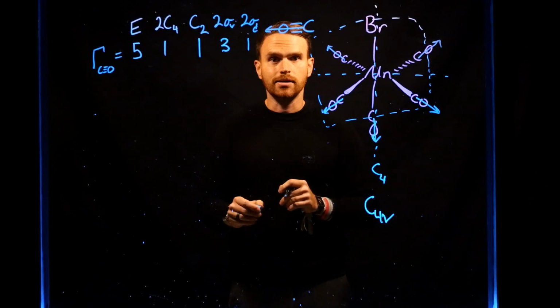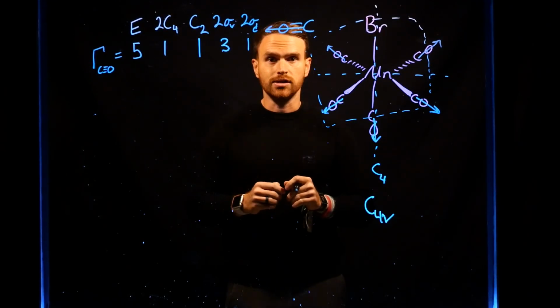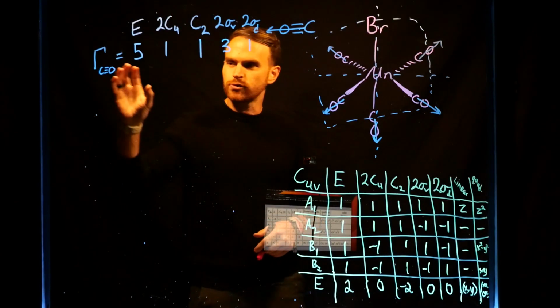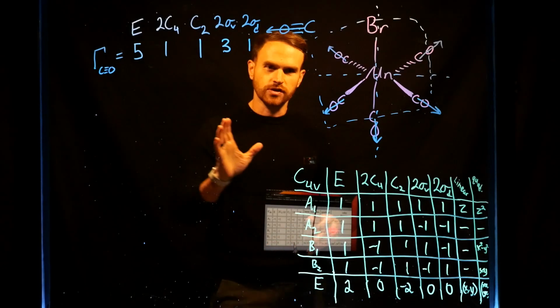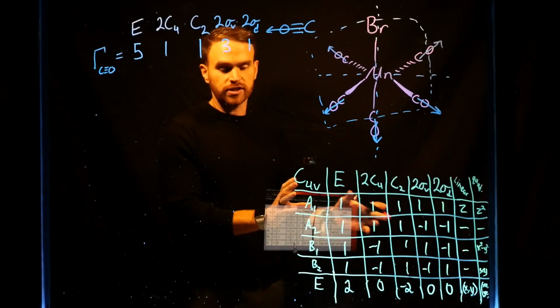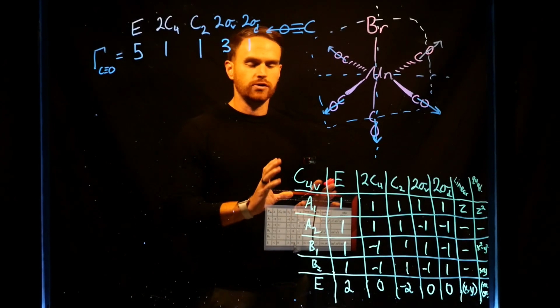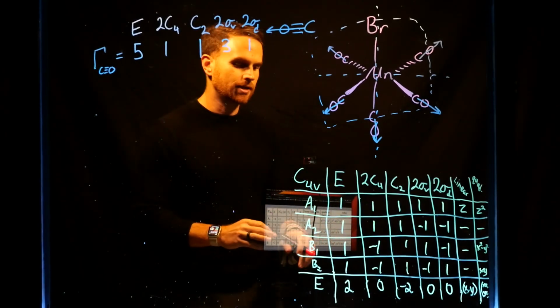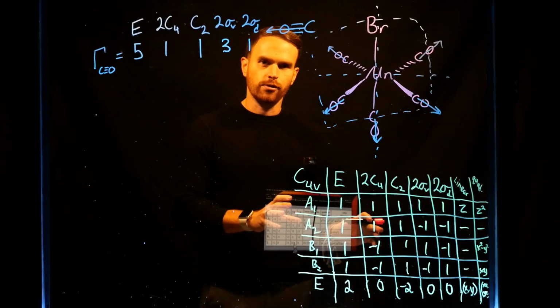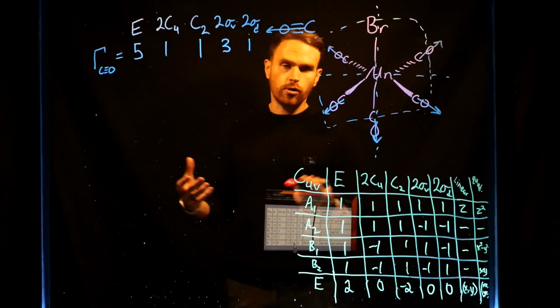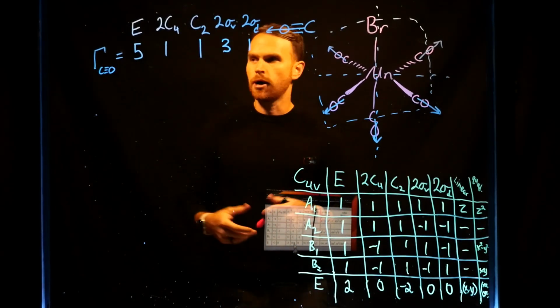And now we can begin to reduce this reducible representation. Now that we've generated our reducible representation for the CO stretches, we need the character table for C4v. And this you will always be provided. I'm never going to ask you to memorize it or to create it independently. I will always provide for you the character tables that you need. Or on homework, for example, you can just look them up.